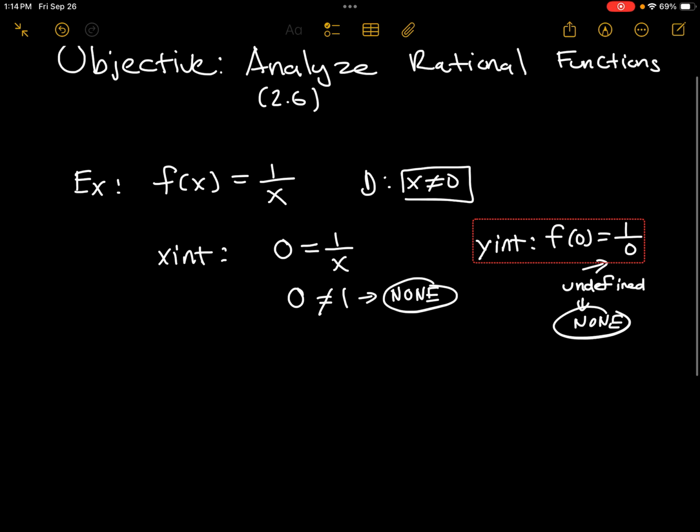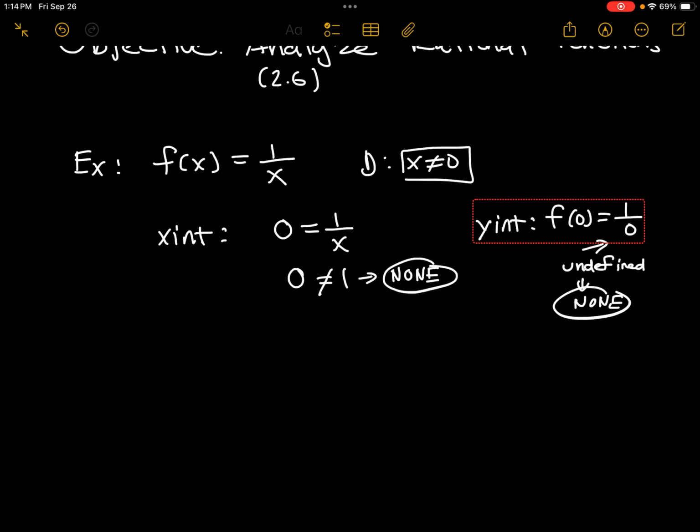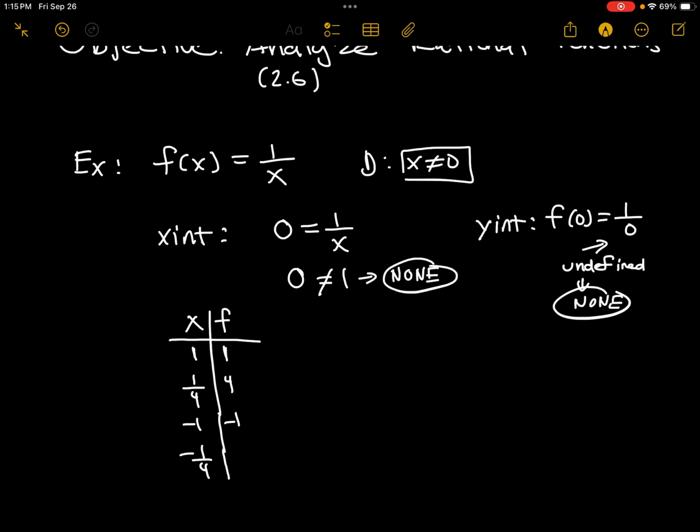And then the last thing we're going to do is plot some points. And so I'm just going to make a table over here. So if I plug in 1, I'm going to get 1. If I plug in a fraction like 1/4, well, 1 over 1/4, I'm going to get 4. If I plug in -1, I'll get -1. And if I plug in -1/4, I'm going to get -4. Okay, so at this point, we know this graph is not going to touch the x or the y-axis.